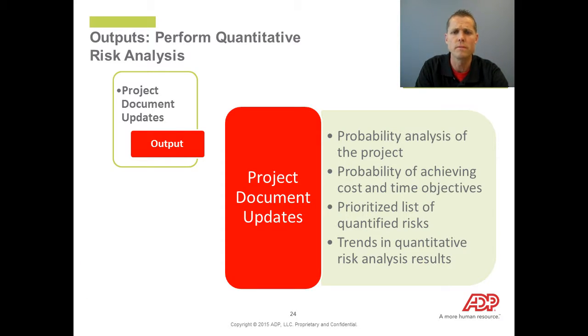And the outputs of perform quantitative risk analysis are the project document updates, probability analysis of the project, probability of achieving cost and time objectives, prioritized list of quantified risks, and trends in quantitative risk analysis results.